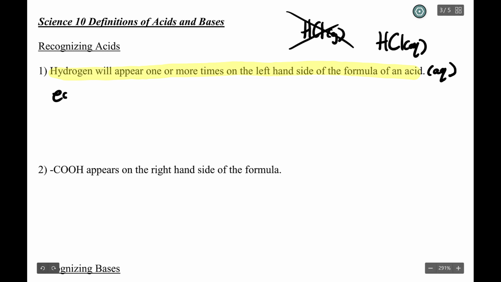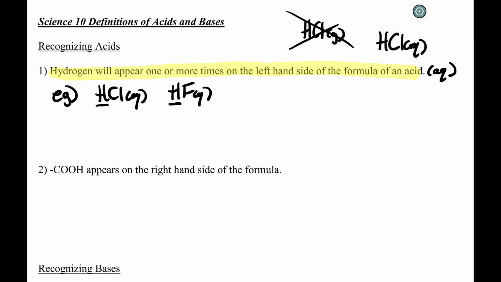So examples would include things like HCl, which would be a strong acid, aqueous, or HF, which is a weak acid. These are both called monoprotic because they have one hydrogen ion. We're going to talk about monoprotic and diprotic at a later point, but I'm going to mention it now.